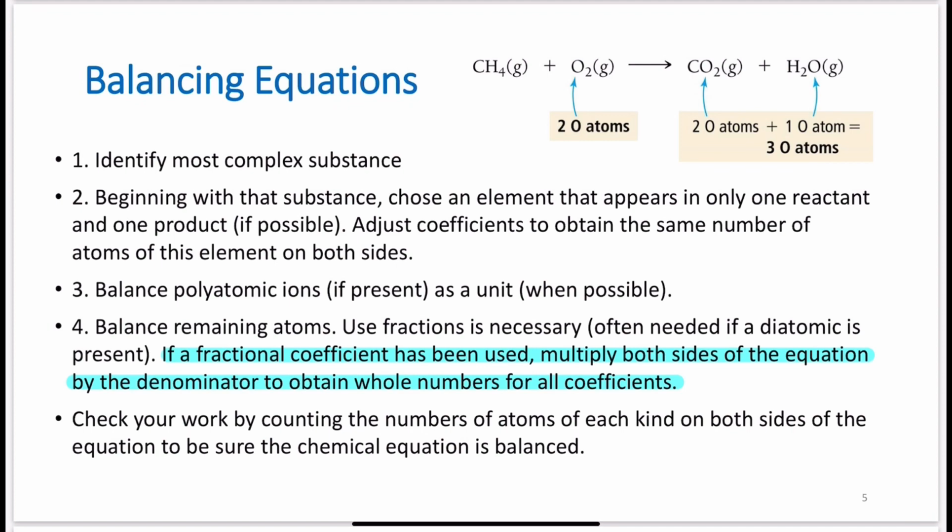So no fractions in your balanced equation. You will have to multiply through by a factor to get rid of your fractions. Check your work. Make sure that by counting the number of atoms of each kind on both sides of the equation, your equation is in fact balanced.